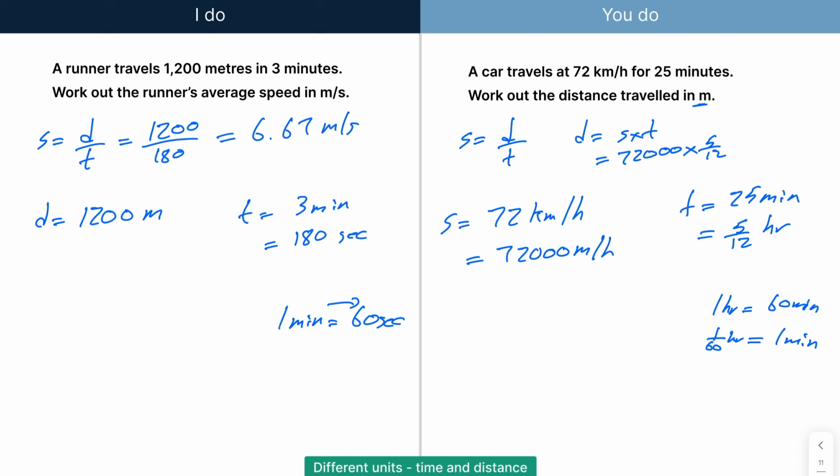And that gives me an answer of 30,000 meters. Okay, so the important thing worth noting here is that we had to convert the kilometers to meters because that's what the question wanted it in. But then the speed was in hours and the time was in minutes. So we also had to convert that. All units need to be consistent.